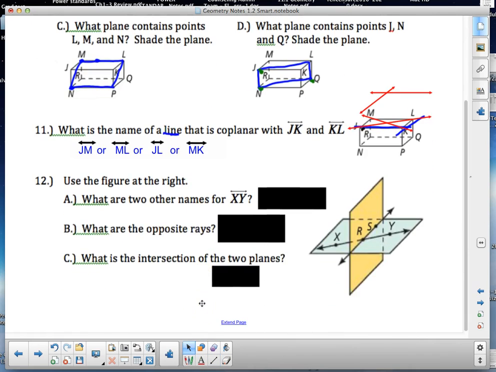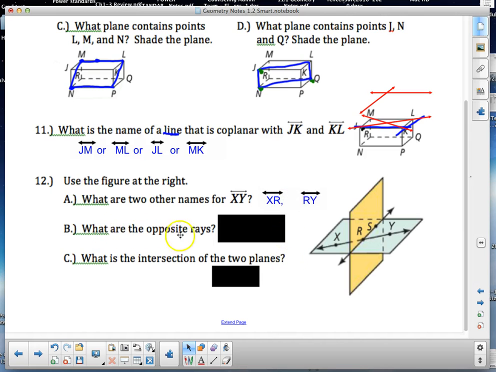Now use the figure at right and see what you can do about coming up with what it is. What are the 2 other names for line XY? I've got line XY. Come up with 2 other names. This is our review. Did you come up with line XR and line RY?